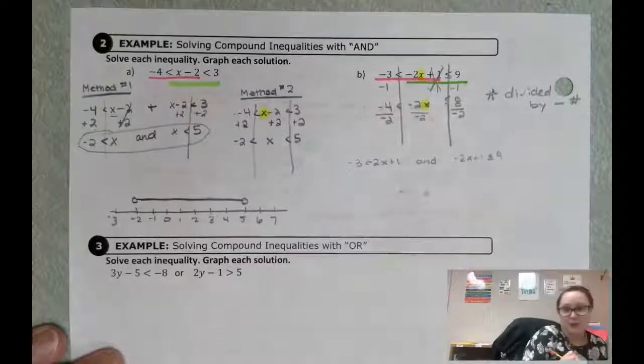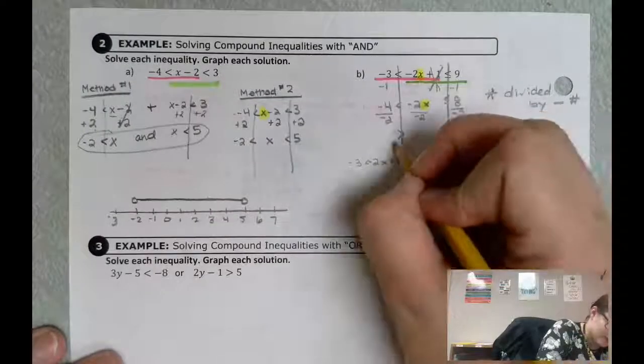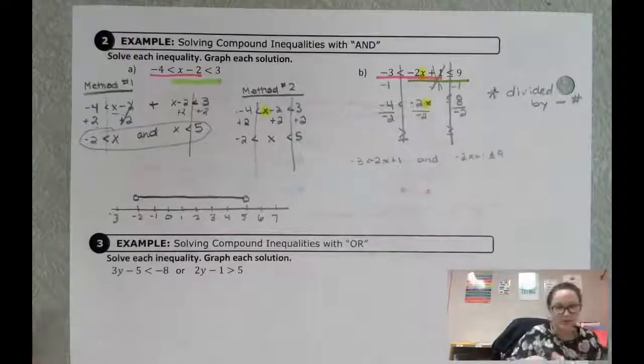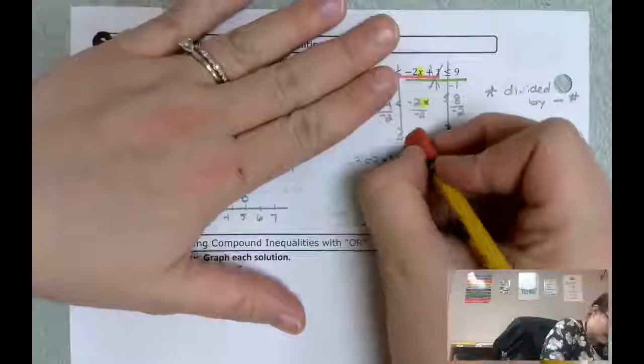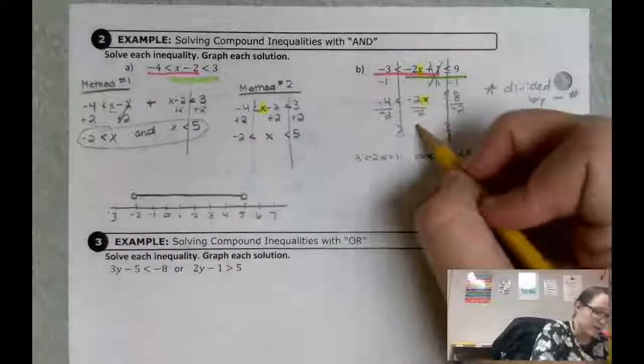Remember, when we divide by a negative number, what happens? Our signs are going to flip. So don't forget that. We're not going to add anything to our signs like I just did. So they just flip. Okay? So this will become x.